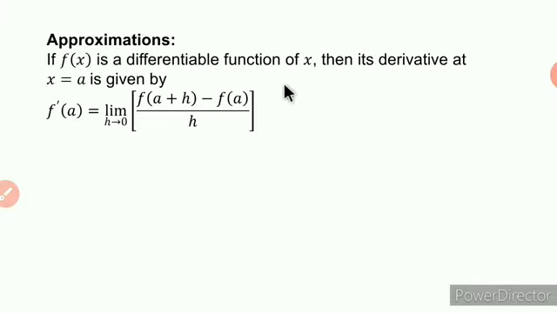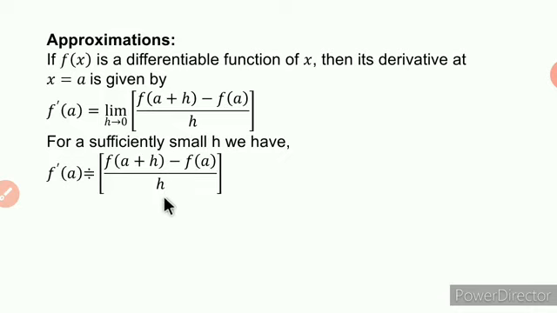If f of x is a differentiable function of x, then its derivative at x is equal to a exists, and it is given by f dash of a is equal to limit h tends to 0 of f of a plus h minus f of a divided by h. Now for sufficiently small h, we have f dash of a is approximately equal to f of a plus h minus f of a upon h.